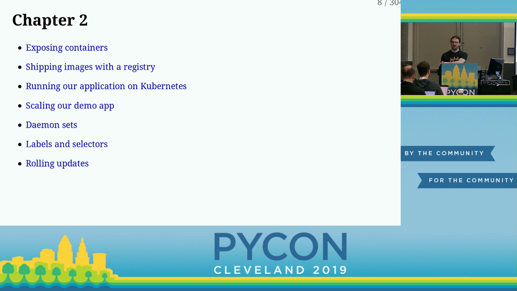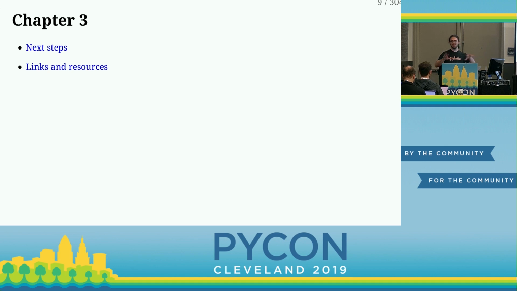Using deployments and replica sets, and then using daemon sets. This will give us an opportunity to see how to write YAML descriptions for Kubernetes resources. Then we will wrap up with labels and selectors, which are a pretty useful concept in Kubernetes, and a quick demo of rolling updates. And then I will give you a few extra links and next steps, like what to do next after what we will have seen.